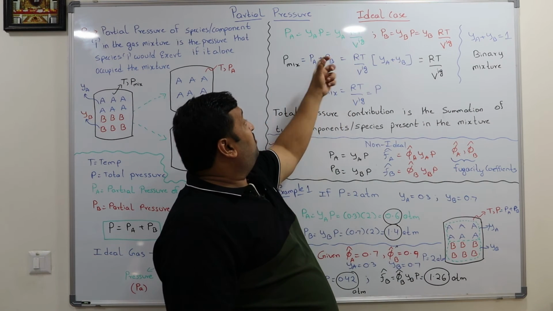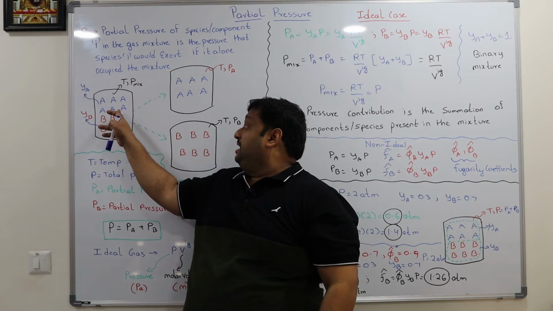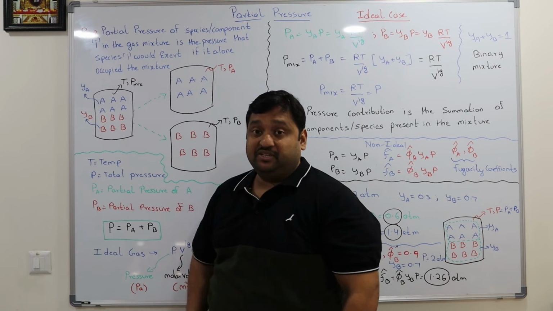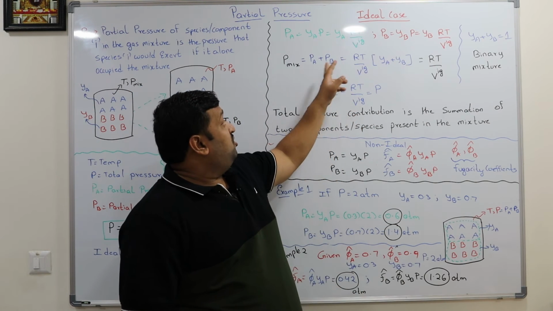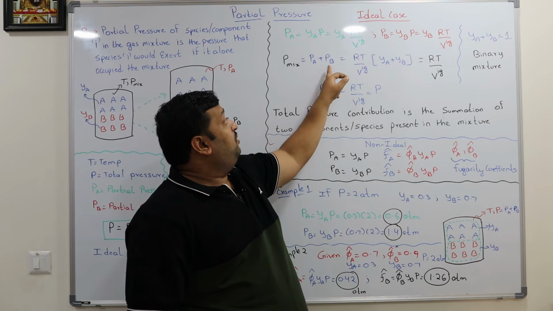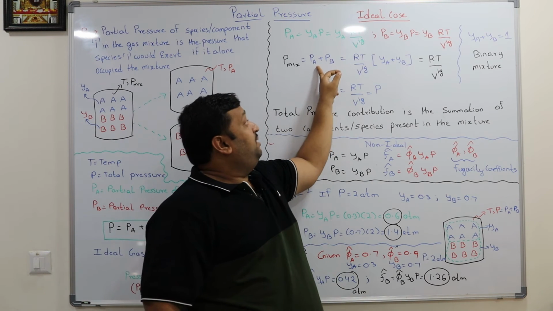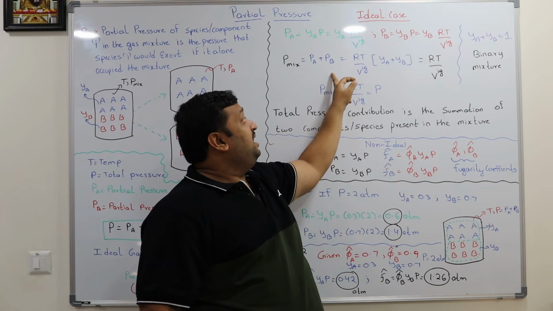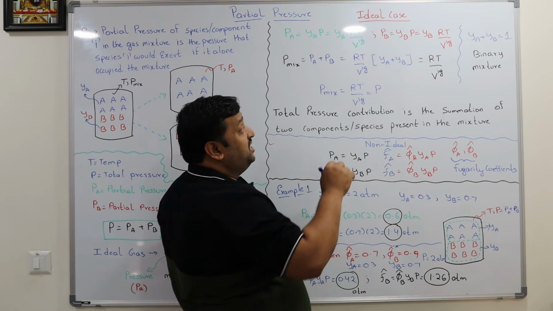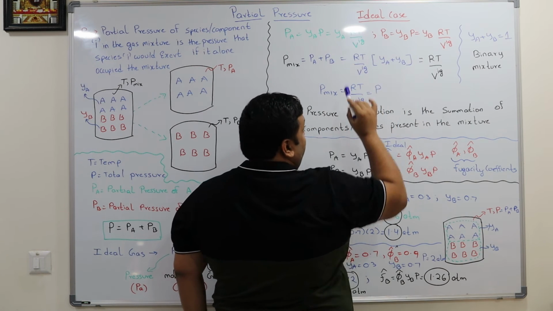Because if you club them, what is the total pressure of the container? The partial pressure of A plus the partial pressure of B will be the total pressure of this container. So P mix is equal to PA plus PB. Put the expression in place of PA, put the expression in place of PB, and separate out RT by V IG, which is common in both expressions. Then you get Ya plus Yb.